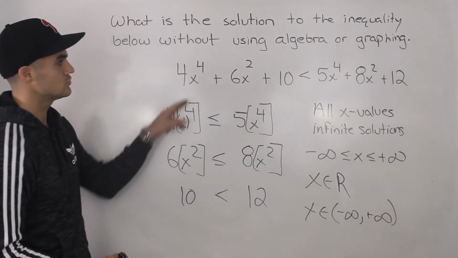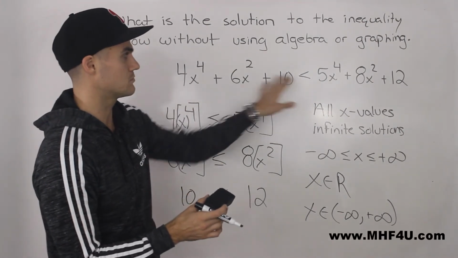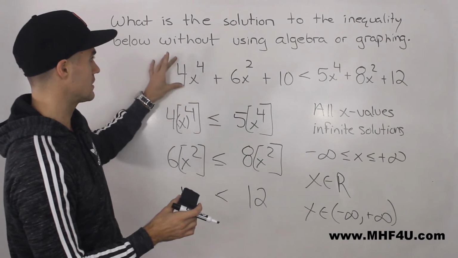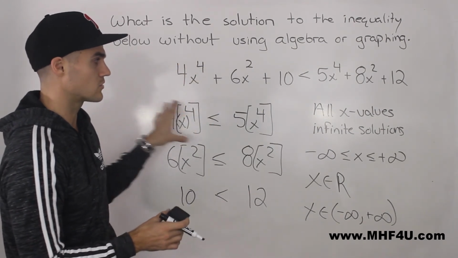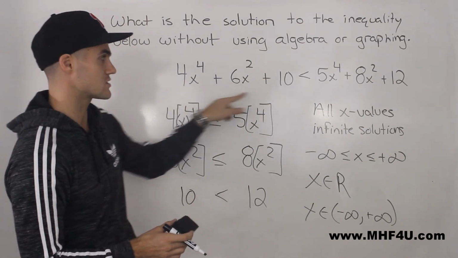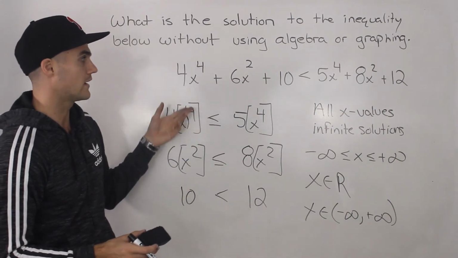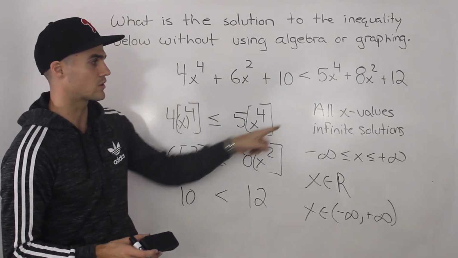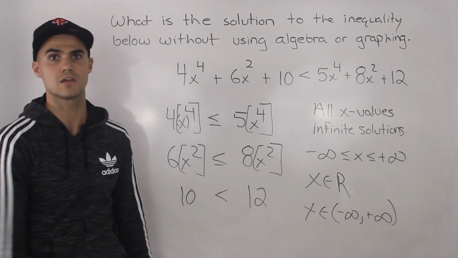right? So the solution to this inequality, just by visually comparing the terms to each other, so taking the terms with the same exponents, comparing them directly, we can tell that this side on the left is always going to be less than this side on the right. Hence, no matter what x values we plug in, it's always going to work, so it has an infinite number of solutions. Basically, x can be anything.